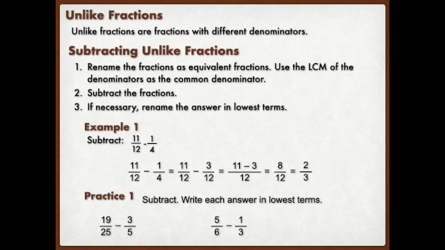Okay, so if I look at 11 over 12, the least common denominator is 12. So 11 over 12 stays the same, but I'm going to be impacting the 1 over 4. Okay, 4 times 3 is 12. So if I multiply that 4 times 3, then I have to multiply the 1 times 3. So it's 11 minus 3, which is 8/12, and that's going to be 2/3 if I simplify.